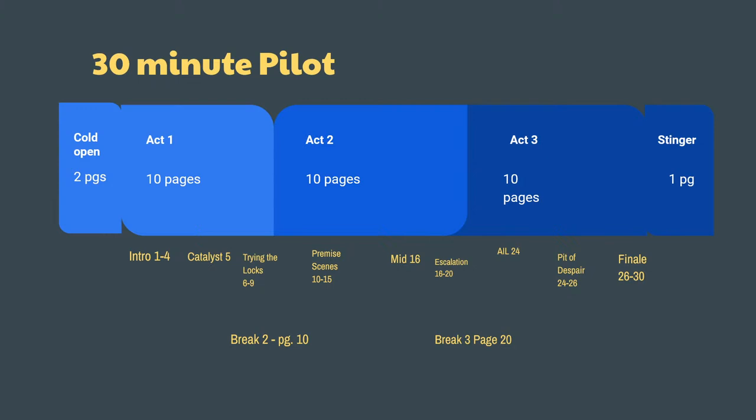Trying the locks is a vastly misunderstood sequence, but it's one of the most important in the entire script. This is where we are reacting to the catalyst and trying to figure out what to do now.